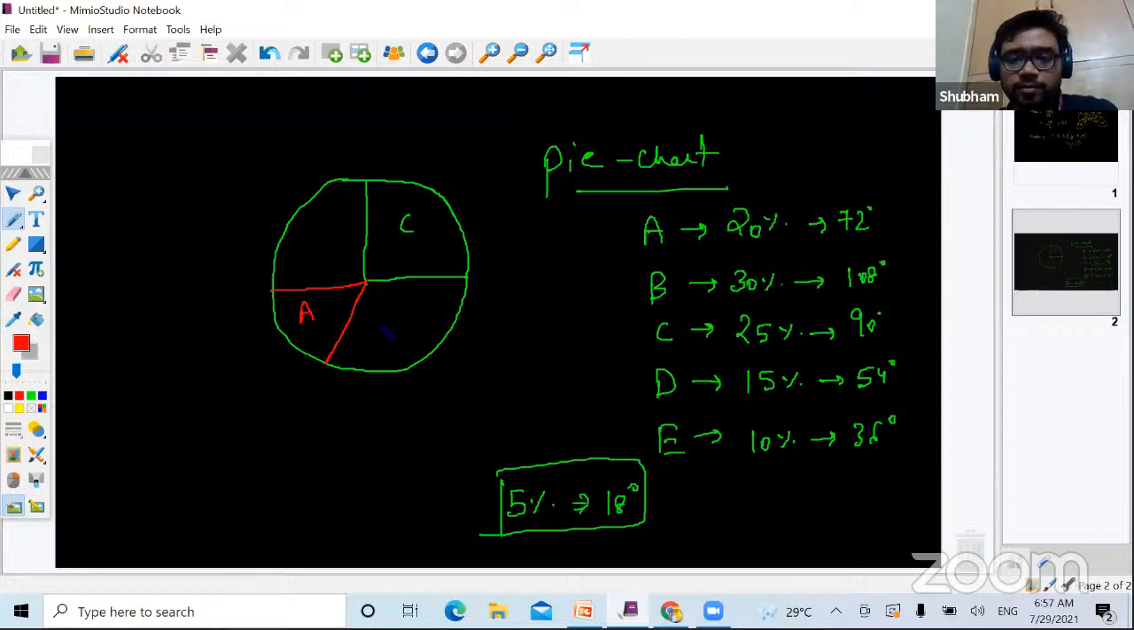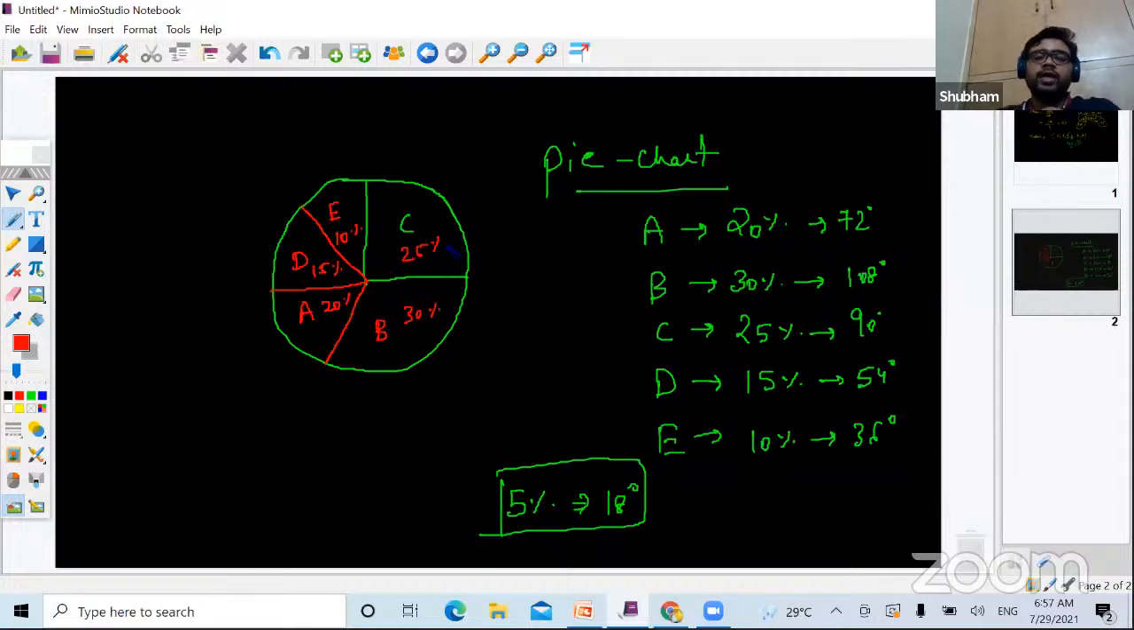72 degrees, B, D, and E. Okay. 10%, 15%, A is 20%, B is 30%, and C is 25%.